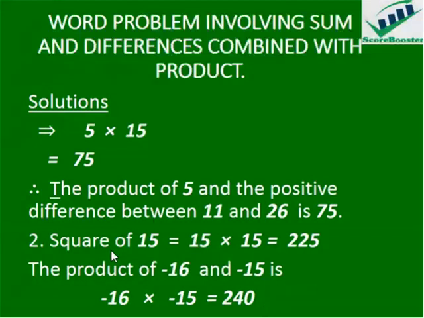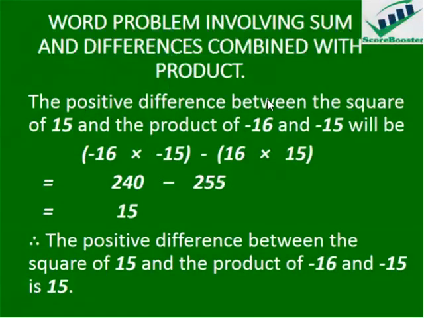The first one is the square of 15, and the second one is the product of minus 16 and minus 15. And don't forget, whenever you hear positive difference, you subtract a smaller number from a larger number. 240 is greater than 225, so you subtract 225 from 240. So these are just things to write so that you can understand the steps I'm taking. The positive difference between the square of 15 and the product of minus 16 and minus 15. This is the interpretation of that question.